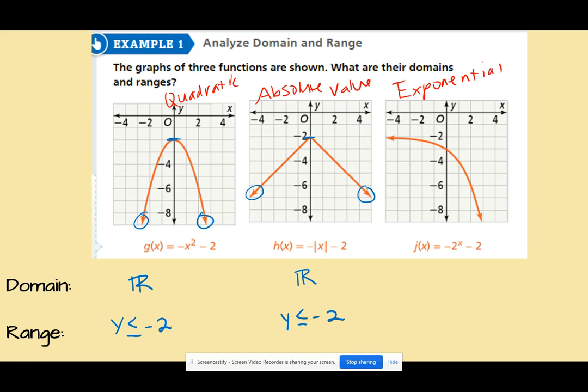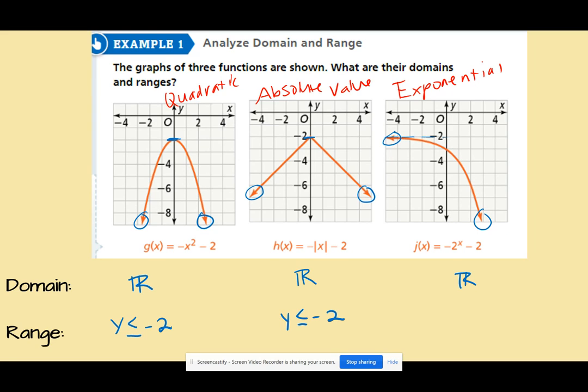Now our exponential function is a little different. Again, it has arrows that are going left and right, so our domain is all real numbers. But our range is different with exponential functions. If you remember, exponential functions have asymptotes. That is an imaginary line that the graph is going to get really, really close to, but never touch. And this time we have a horizontal asymptote.